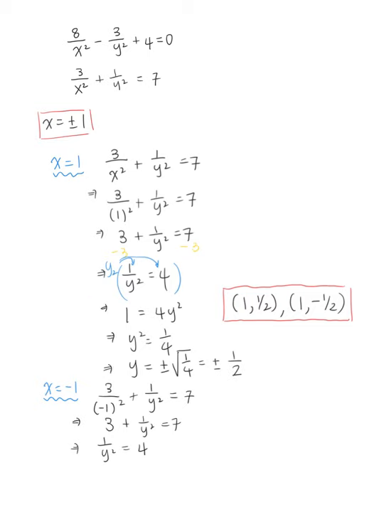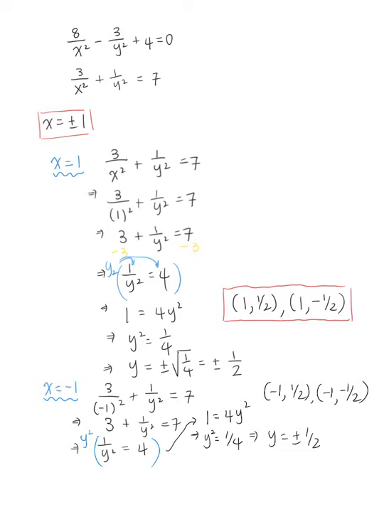But then, you know me, I don't want to skip any steps. So multiplying by y squared, you're going to have 1 equals 4y squared. So again, you're going to have y squared equals 1/4. So y is going to be plus or minus 1/2. So what we're going to get is negative 1 comma 1/2, and then also negative 1 comma negative 1/2. So we should have all 4 solutions here, and that should be our answer.